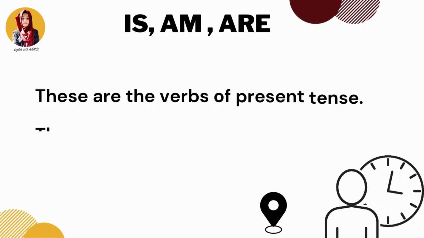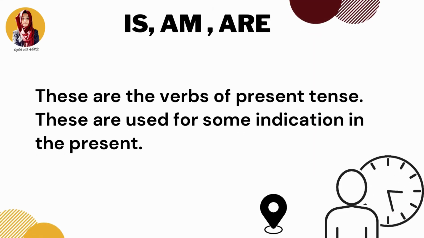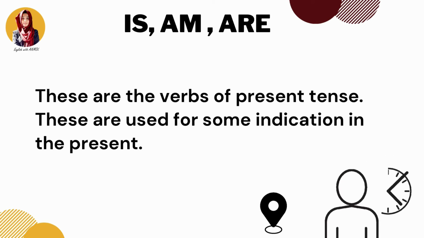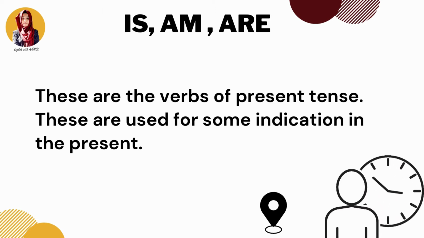These are the verbs of present tense. Present tense कहा जाता है फेले हाल को. These are used for some indication in the present. Is, am और are ऐसे verbs हैं जो कि indicate करते हैं present time को.